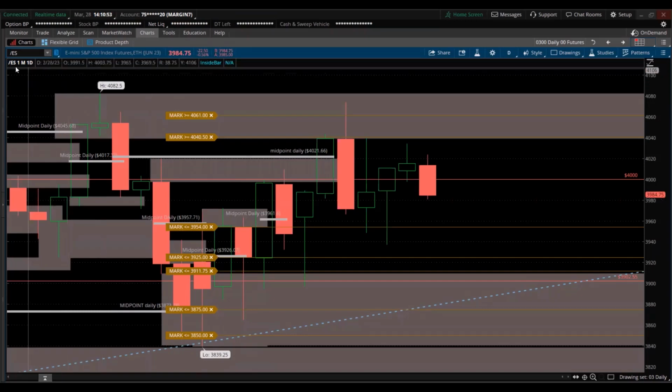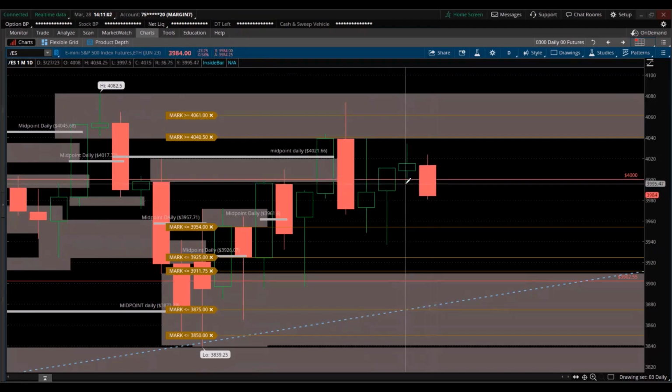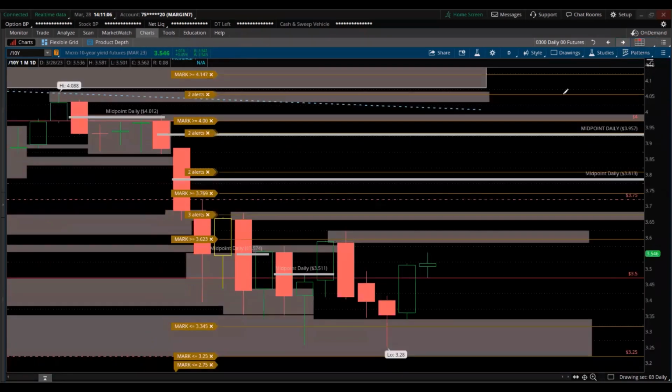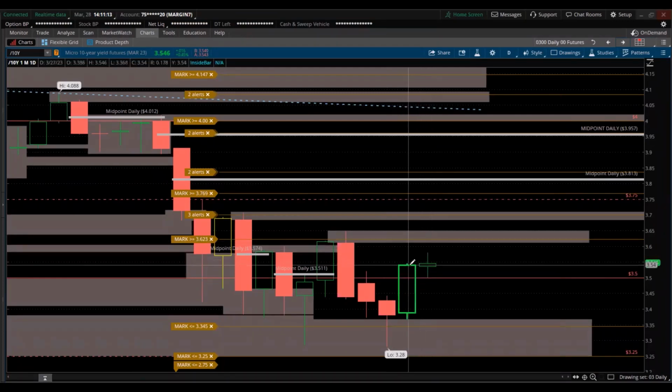So we're looking here at the ES, that's the S&P 500 futures. For the day, again, the market's open, that's why you see prices moving. It's currently a red candle. We took out the low of yesterday, or we're trading below the low of yesterday. The 10-year yield, we're trading above and took out the high of yesterday, green.